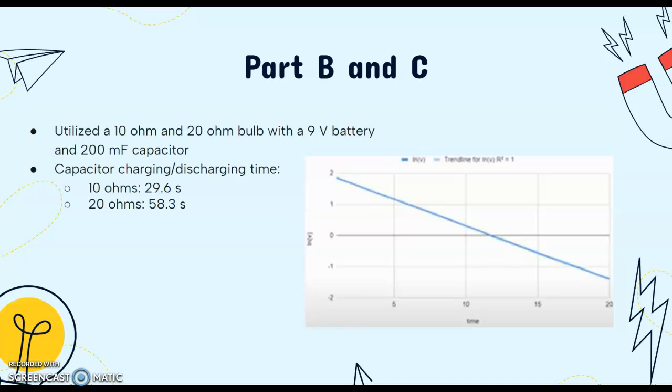For part B of the experiment, we modeled a 10 and 20 ohm resistor with a 9-volt battery and a 200 mF capacitor. We found that the capacitor's charging and discharging time was 29.6 seconds for the 10 ohms and 58.3 seconds for the 20 ohms. To your right there is a graph that represents the voltage as the capacitor discharges compared to time. A linear relationship is observed with the R² value of 1.